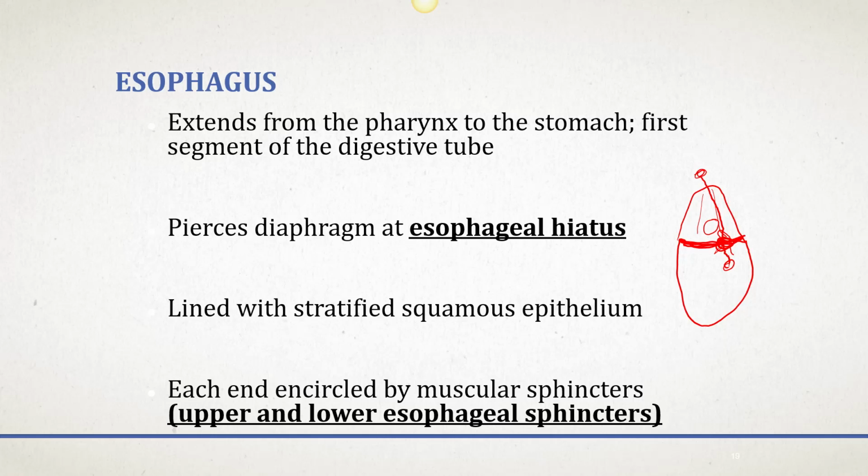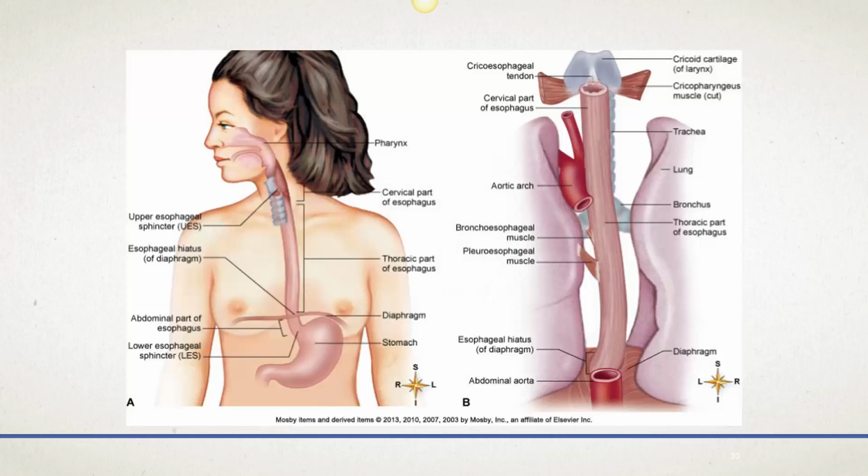Each end of the esophagus is encircled by muscular sphincters, the upper and lower esophageal sphincters. So here's a picture of the esophagus, and it goes behind the trachea like we talked about, and here's that esophageal hiatus, and then it goes into the stomach.